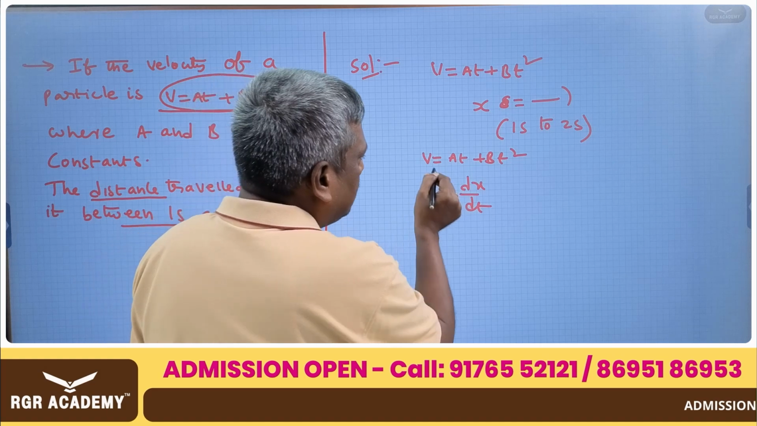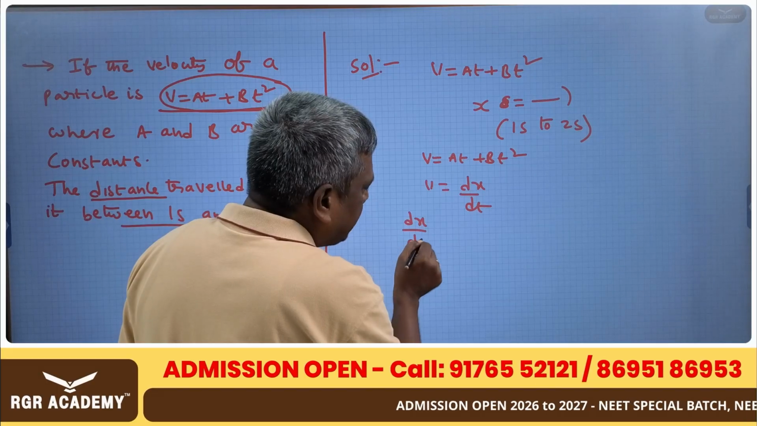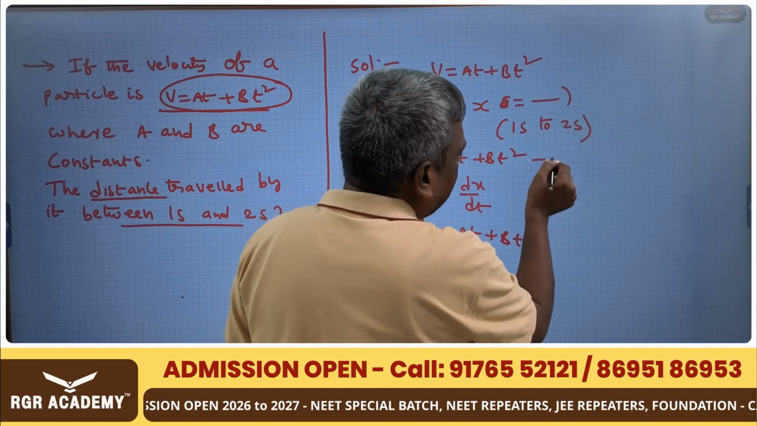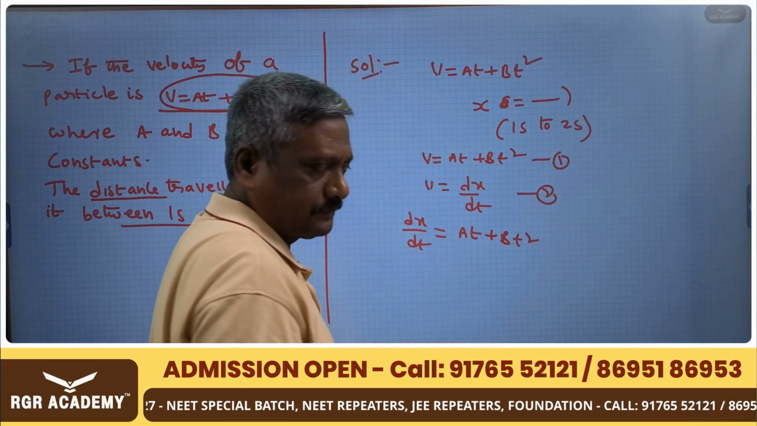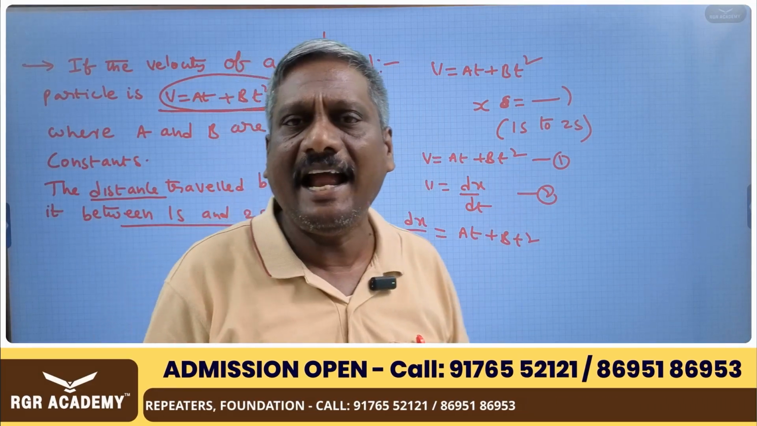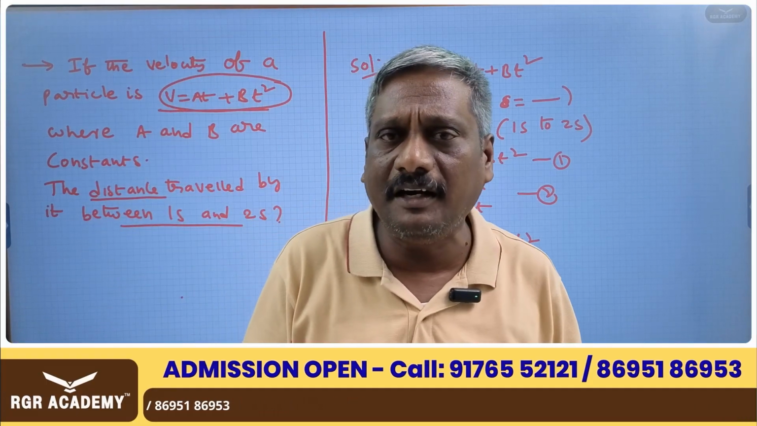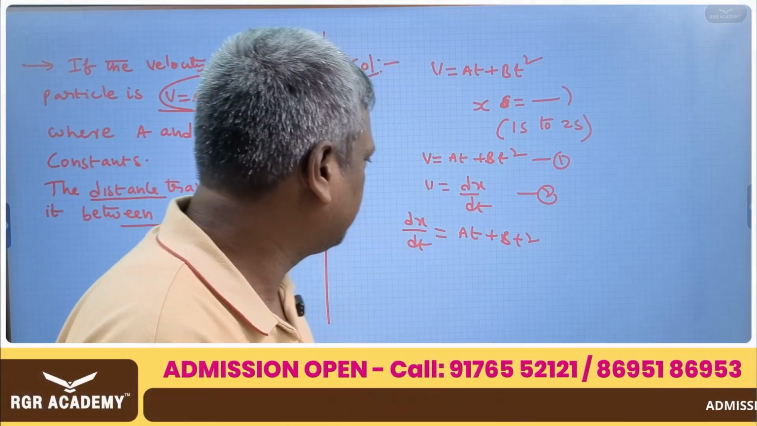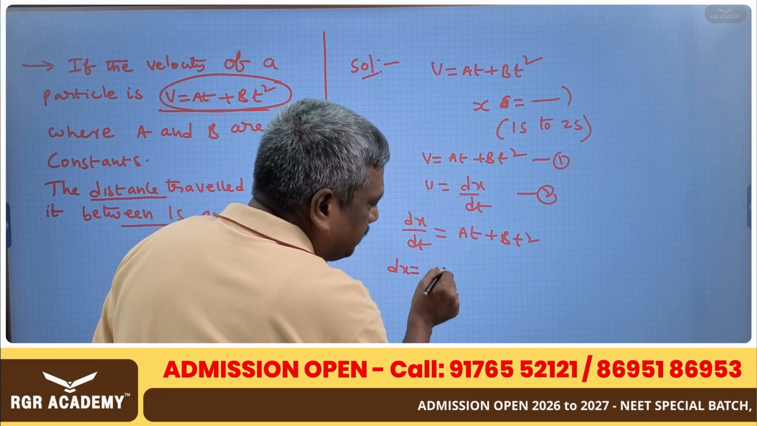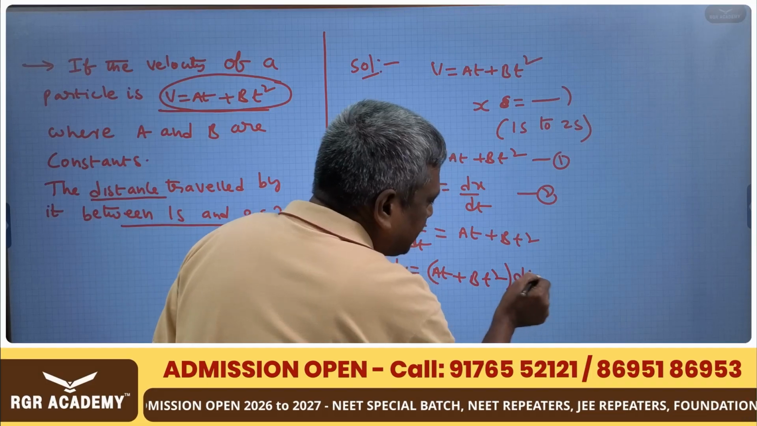Now, substitute v is equal to dx by dt. Therefore, dx by dt is equal to what? at plus bt square. Let us take this as 1 and 2. Here both left hand sides are equal, so you can equate the right hand sides like this. Therefore, dx by dt is equal to at plus bt square. Do the cross multiplication now. Therefore, dx becomes what? at plus bt square into dt.